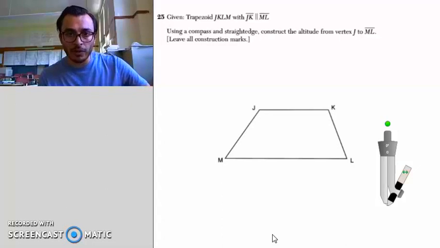Okay, so for number 25, we are supposed to construct an altitude. Now, an altitude is a line that connects a vertex and is perpendicular to the opposite side. So what they really want us to construct here is a perpendicular line that connects the vertex J and the opposite side. So it's a line that goes from J and is perpendicular to ML. That's what they want us to do.